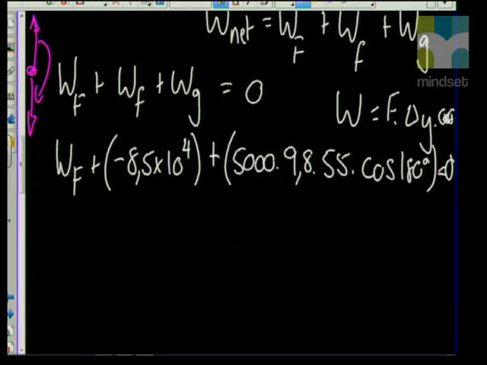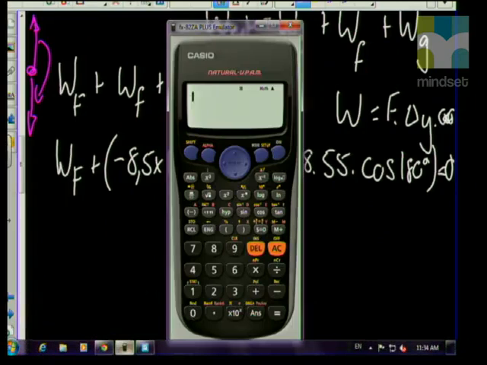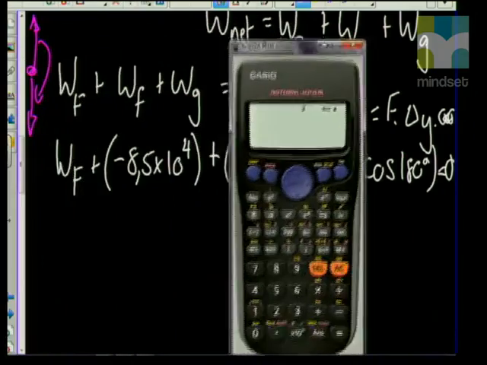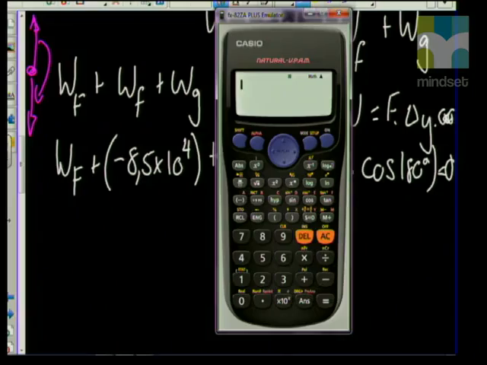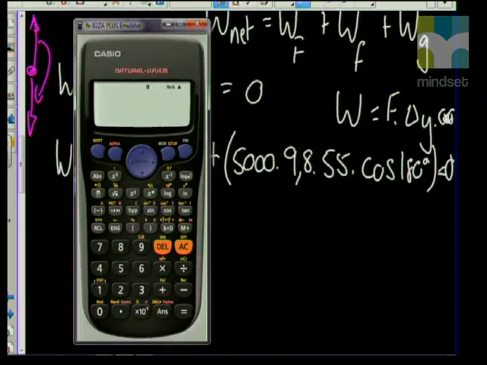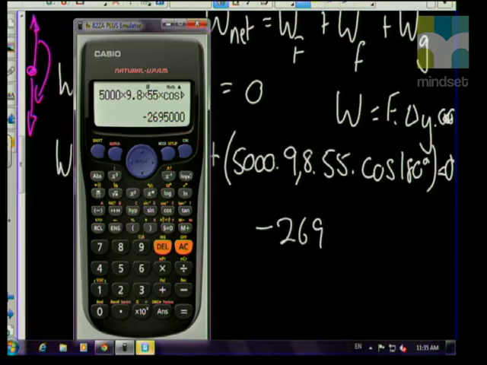Let's do the calculation. Pull out the calculator, and we can now start to substitute things in. We're going to start with the calculation of the work done against gravity. 5,000 times 9,8 times 55, which was the height, times cos of 180. Now, you should know, having done these a few times, that that's going to give you a negative answer. And it is negative 5,000, sorry.